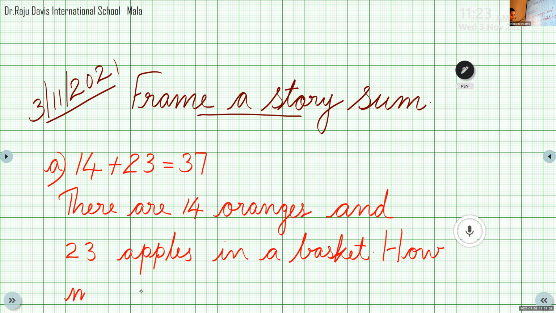How many fruits are there in all? So like this way, I frame the question. So first you copy this one, and the second one you can make in your own choice.